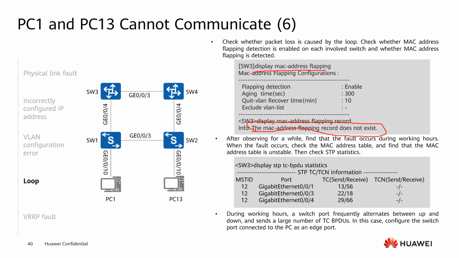After observing for a while, we find that the fault occurs only during working hours. When the fault occurs, we check the MAC address table and find that it is unstable. During working time, a switch port frequently alternates between up and down, so it sends a large number of TC packets. In this case, configure the switch port connected to the PC as an edge port, because an edge port will not send TC packets.